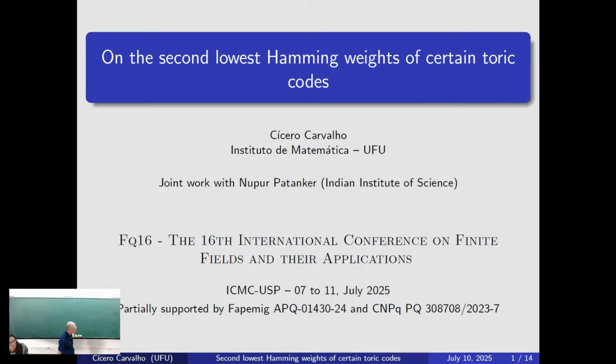So our next speaker is Cícero Carvalho from Universidade Federal de Uberlândia, and he's going to present his work on the second lowest Hamming weights of certain codes.